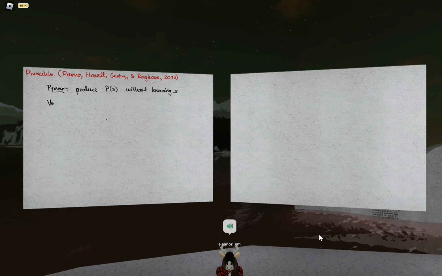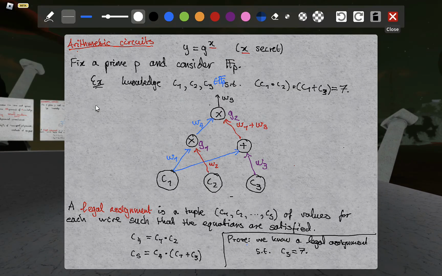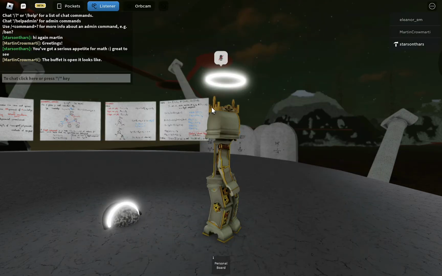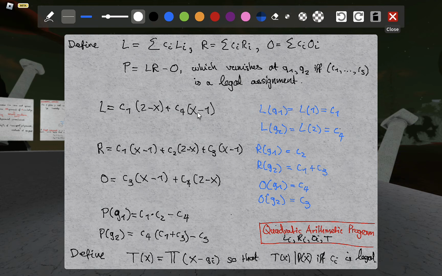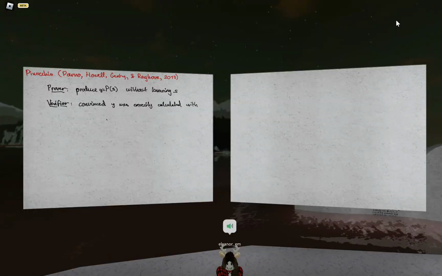S, and the verifier has to be sure, has to be convinced, I'll call this Y equals P of S, Y was correctly calculated without knowing P. Because if the verifier knows P, then it knows the constraint variables, the assignment C1 to C5, which is exactly the thing we want to keep secret.